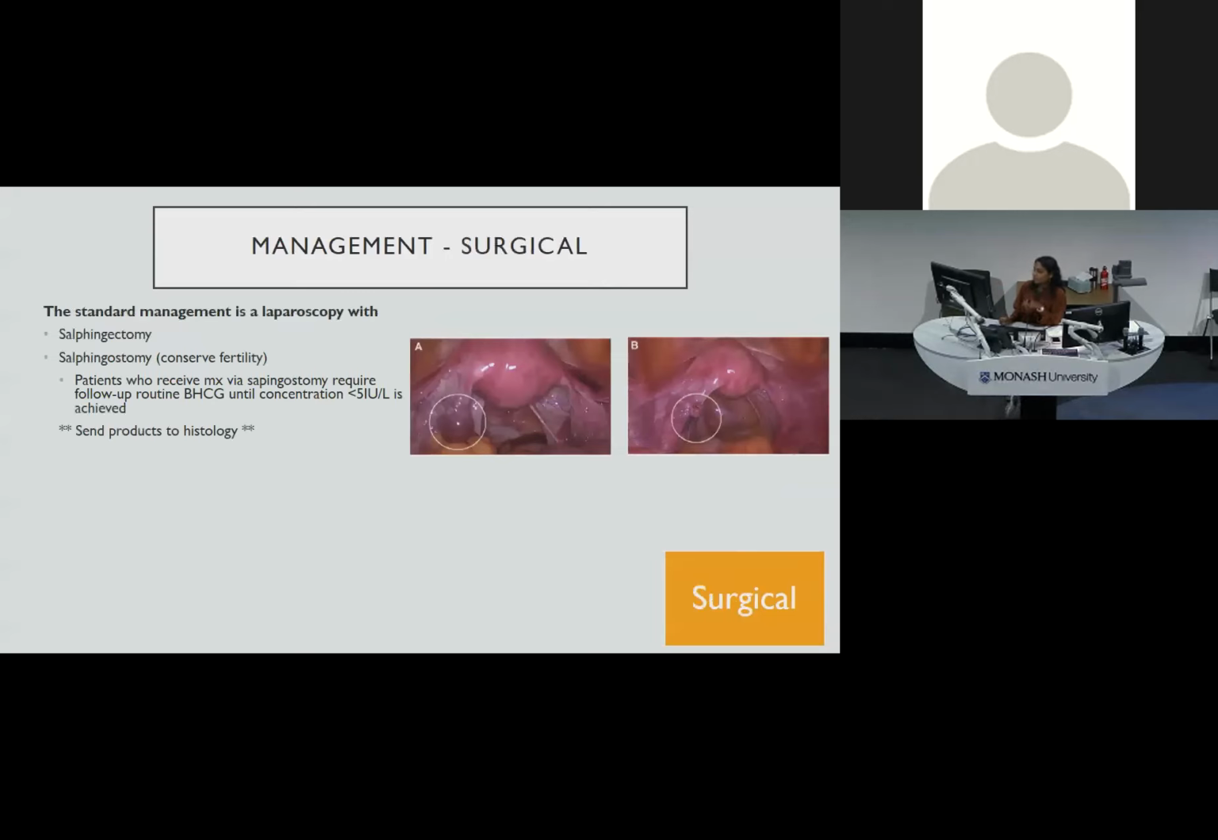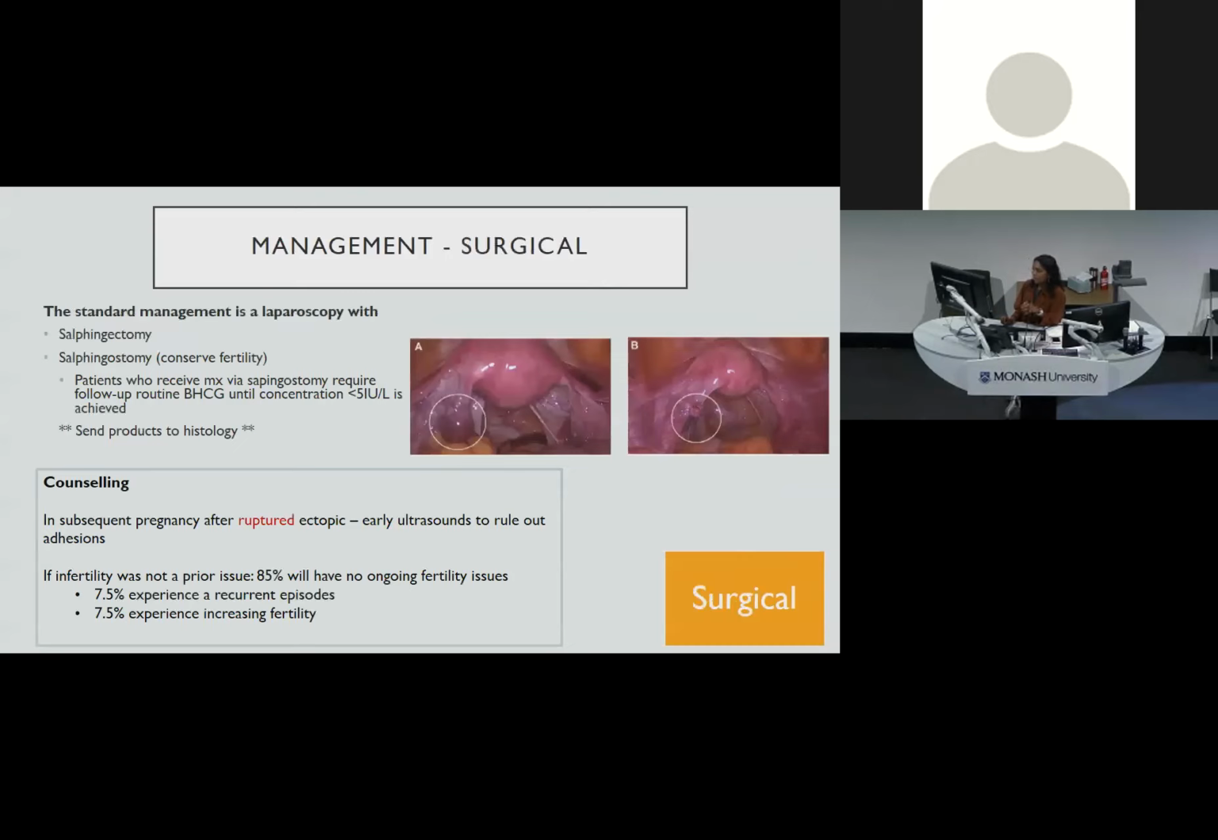If you want to conserve fertility, however, you can try and remove the products of conception whilst preserving the actual fallopian tube. In that case, you do need to follow up with serial beta-HCG, just because there's a risk that you actually haven't taken all of the tissue away, and so there's a risk of molar pregnancy associated. And send any tissue that you've taken in the surgery to histology.